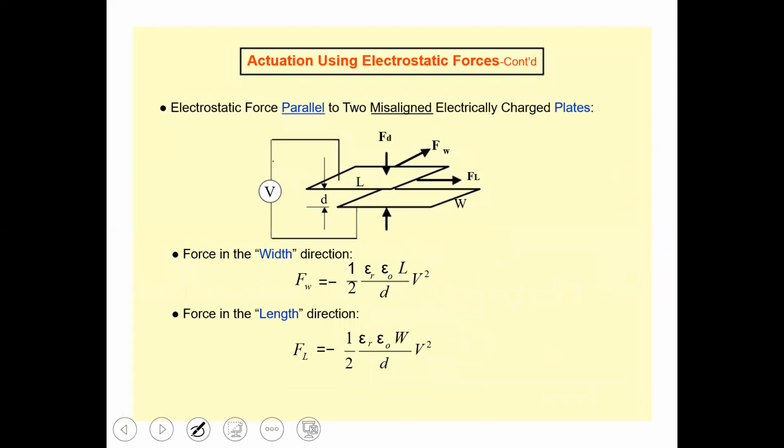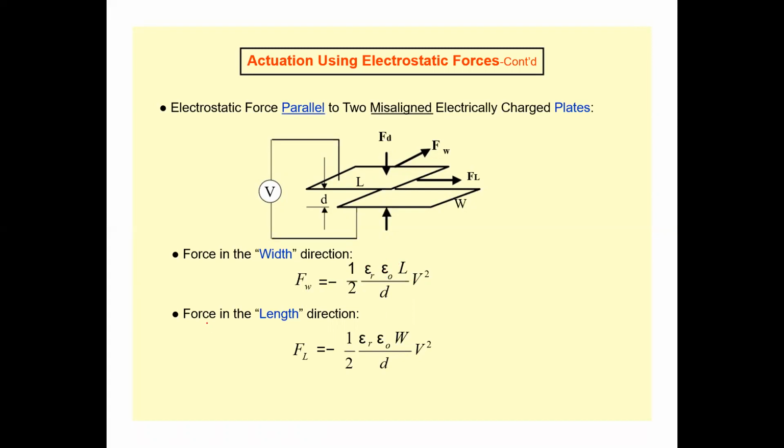Now, since we are talking about two parallel plates, there could be two options. Either this overlapped area may be in the direction of the length or in the direction of the width, right? For example, if the overlapped area is in the direction of the width, FW, force in the direction of width, will be independent of the width. This is the same expression we saw in the previous slide, right? FW is minus half epsilon naught epsilon R L over D V square, right?